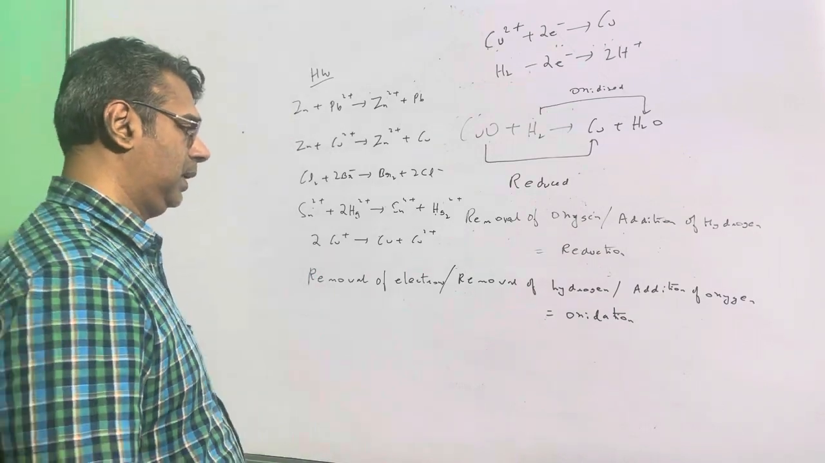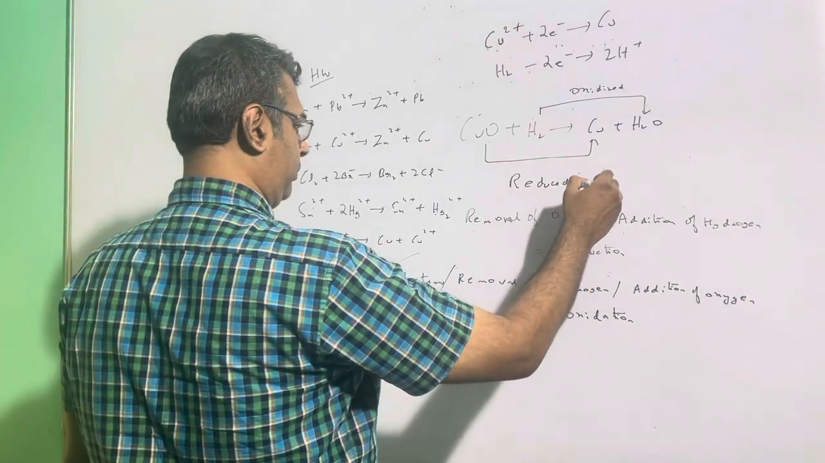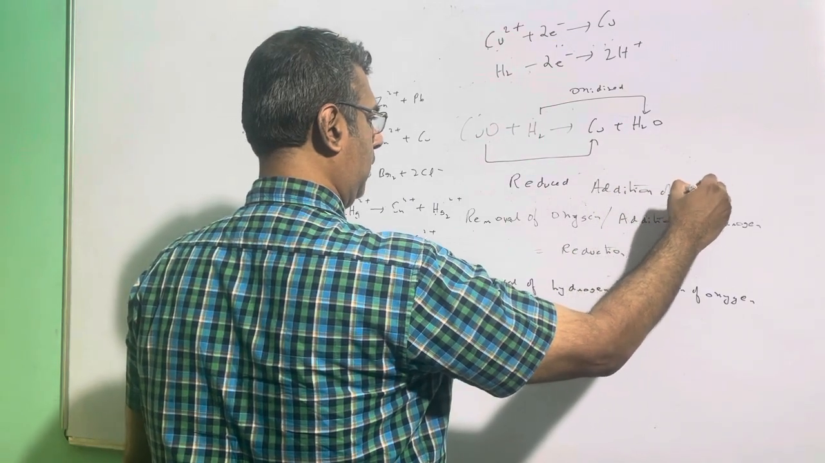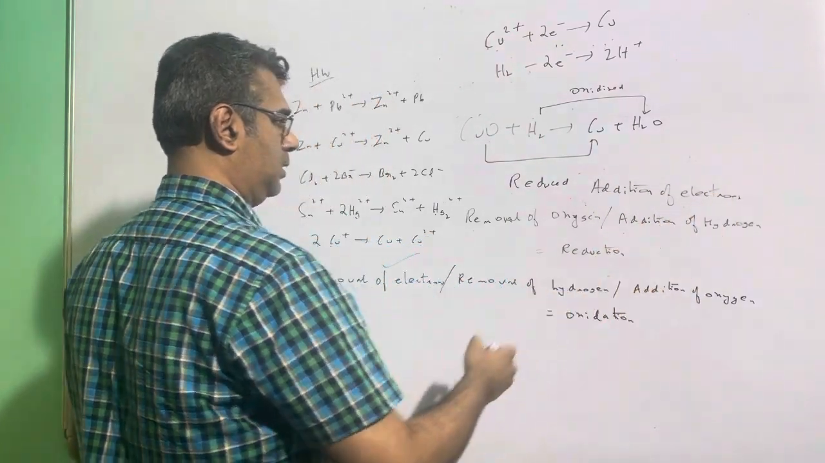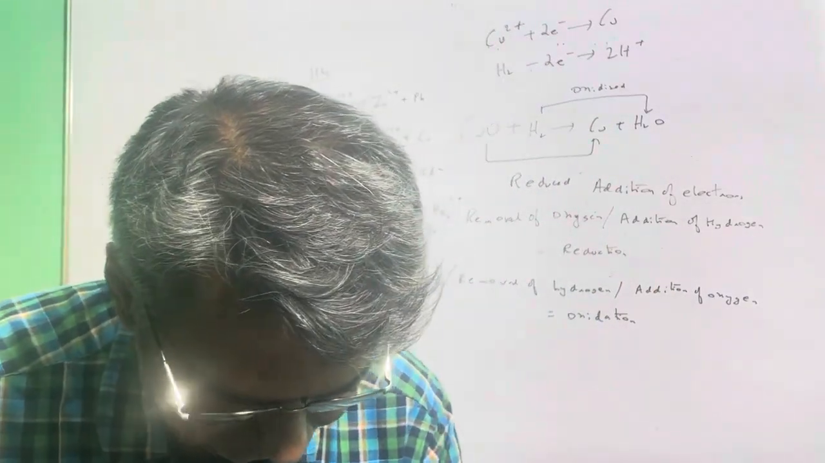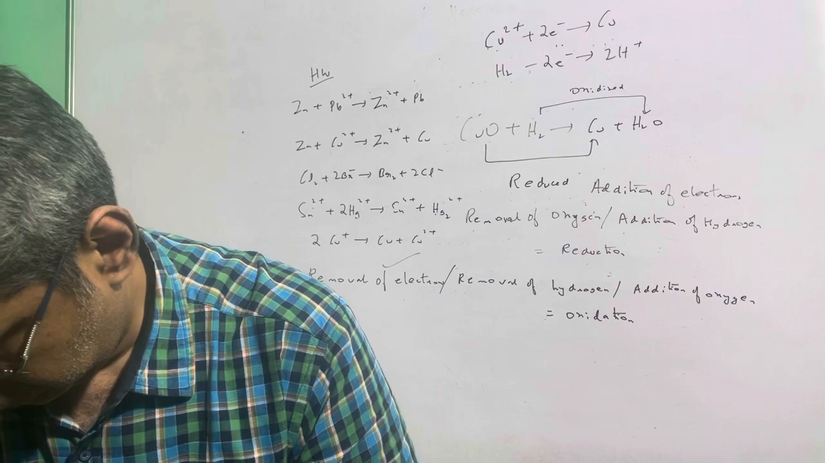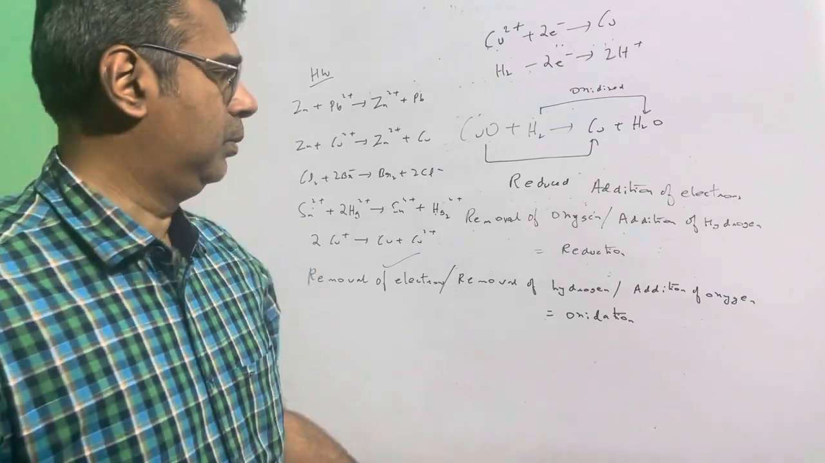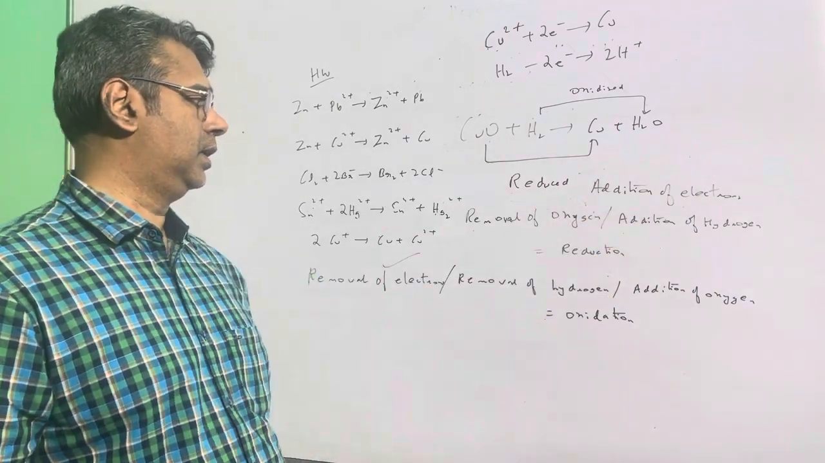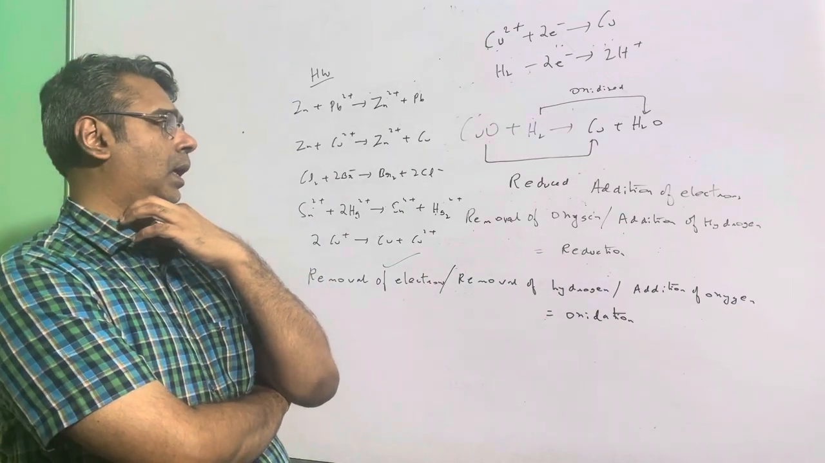So we can complete our definition like this: removal of electrons is oxidation and addition of electrons is reduction, right? Removal of electrons is oxidation and addition of electrons is reduction. So this actually completes the definition of oxidation and reduction.